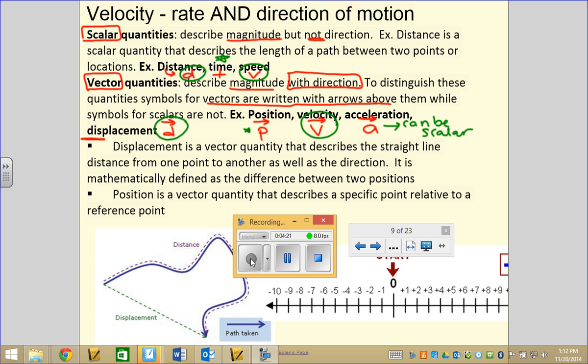So the first thing you need to recognize is that scalar has no direction, vector has a direction. And some of the values that we use in our calculations are scalar, while other ones are vectors. Vectors have an arrow. Would anybody like to ask any questions about what the difference between scalar or vector is?